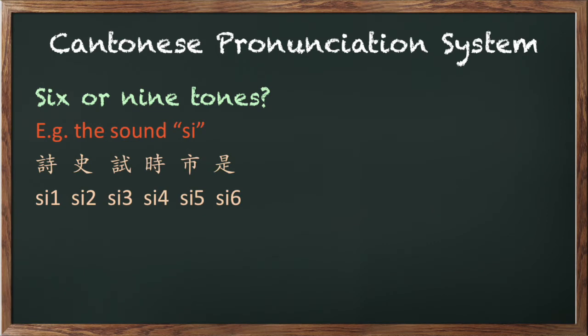You may think that there are only 6 tones, not 9 tones. You are right. The sound si has only 6 tones. Actually, as far as I know, no pronunciation in Cantonese can have corresponding Chinese characters for all 9 tones.